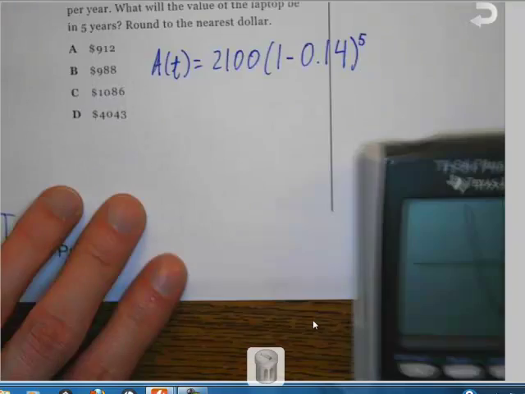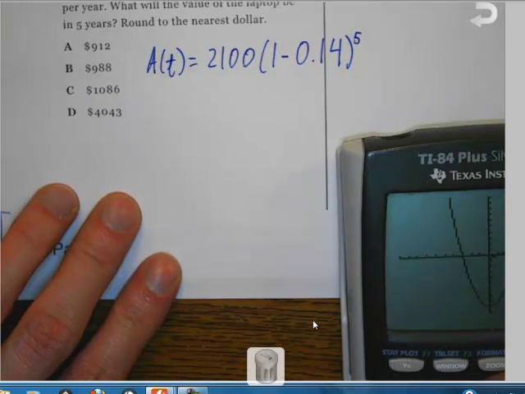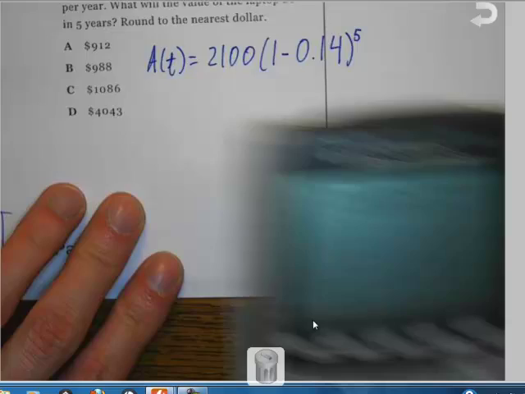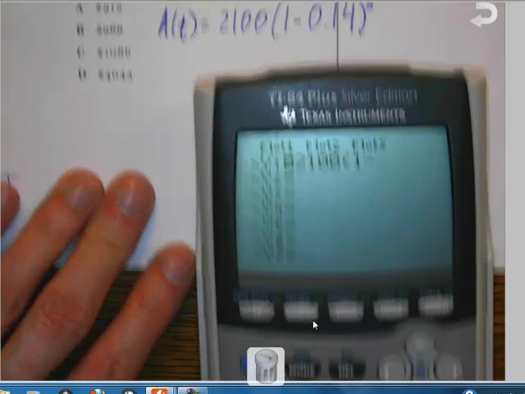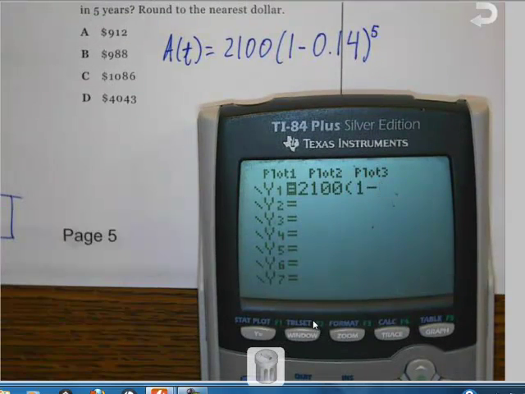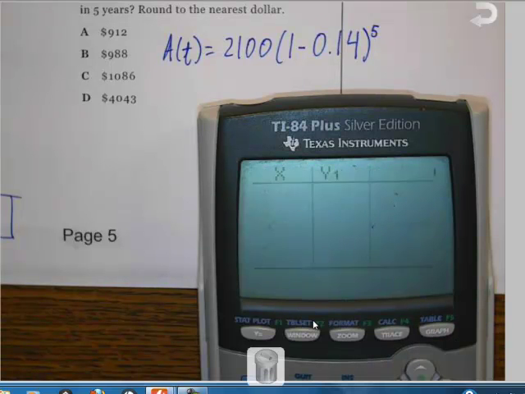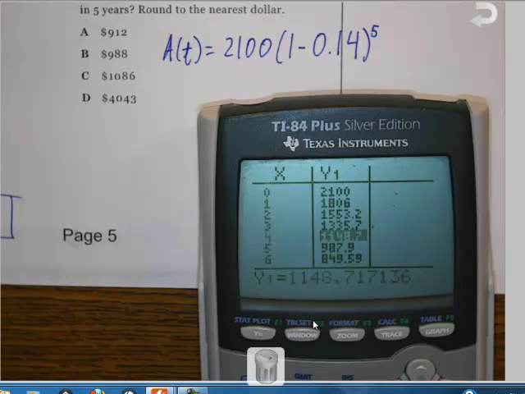Now, this one I would go on ahead, plug it into the calculator, and then just scroll down to where it's equal to 5. And then I would just scroll down to where x is equal to 5, and you find that it's 1148.7. Oh, 14% per year. What will it be worth in 5 years?